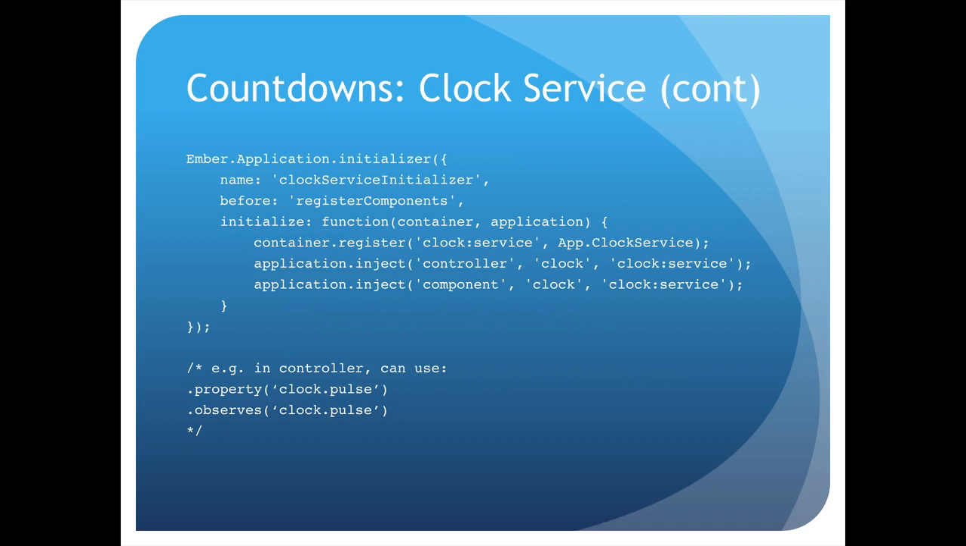So what I do is, in the Ember application, I do an initializer, which injects this clock service into controller and component, because they're the two places I use it. You could inject it into other things if you were using it elsewhere. I mainly use it around properties: I have computed properties that observe clock.pulse, which means they update every time the clock pulses, which is once a second in my build. It could be anything you want in yours. So that's basically how that works.